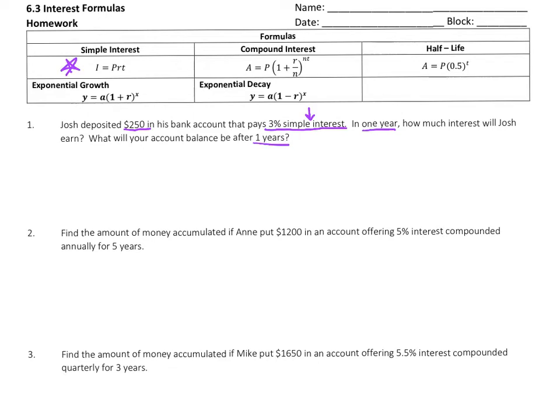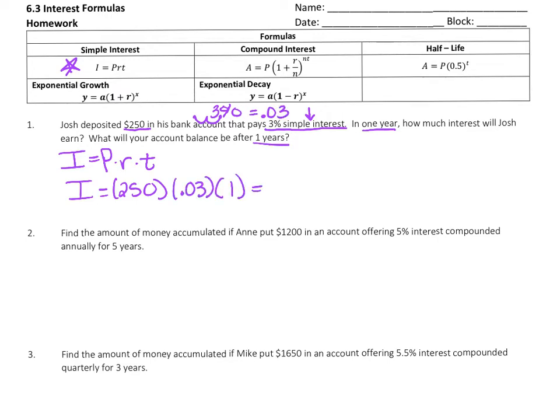So when reading this, the key word is simple interest, meaning I'm going to use the simple interest formula. So I'm going to use I equals P times R times T. So my principal is my starting amount, my P, so that's 250. My R is my rate or my percent, but we always turn this into a decimal. So if I have 3%, I'm going to move this decimal place 1, 2 times. That's the same as 0.03. So that's my rate. And then the time was 1 year.